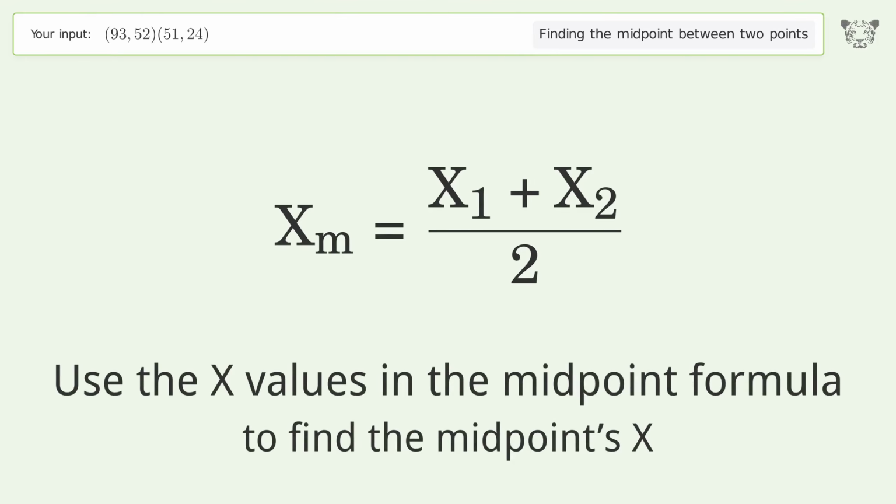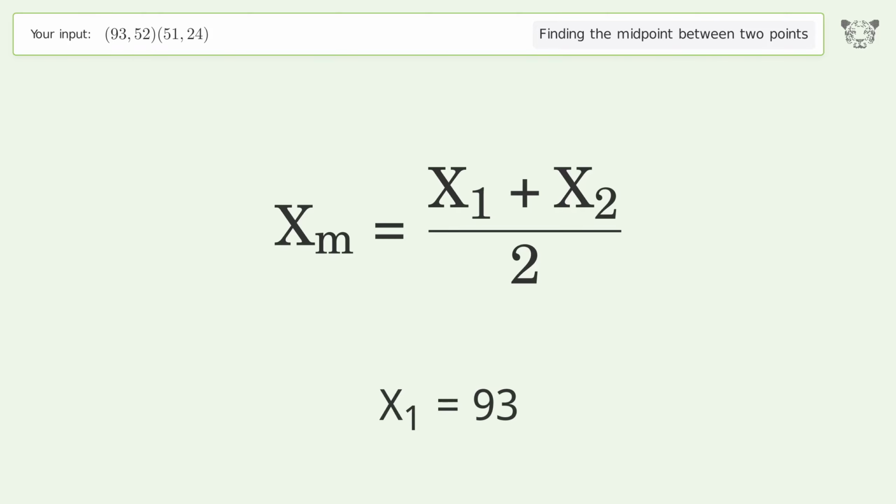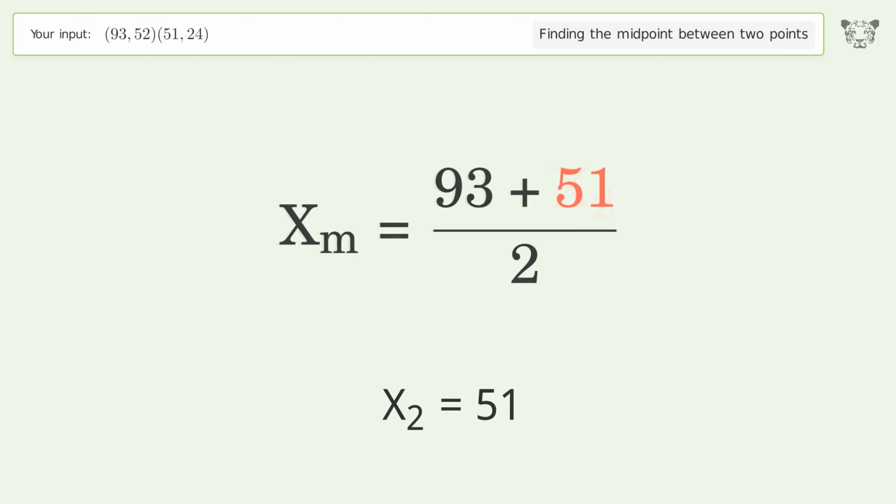Use the x values in the midpoint formula to find the midpoint's x. x1 equals 93. x2 equals 51. Simplify the arithmetic.